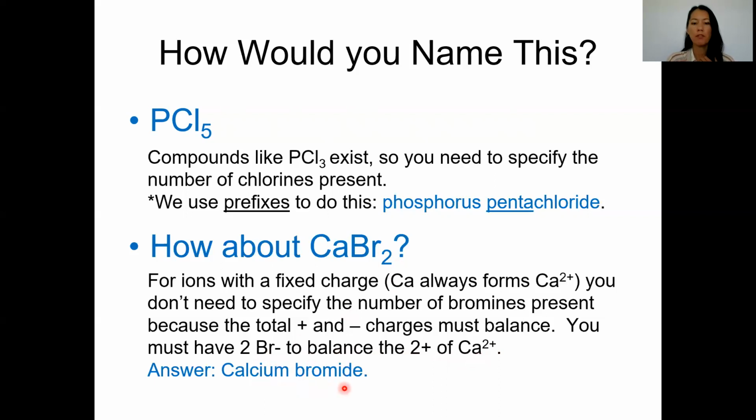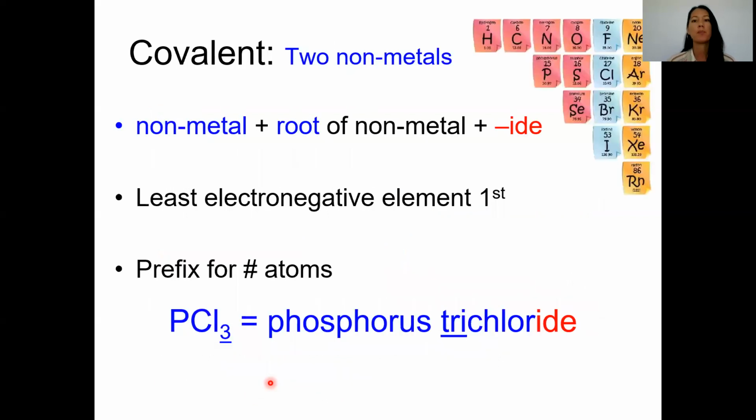The only time you need to specify some sort of number here is when you're unsure about the charge of the metal. That's only when you're dealing with transition metals. And in that case, you specify the actual charge, not the number of atoms. Let's practice a couple. Covalent compounds are when you have 2 nonmetals. You name it by the nonmetal plus the root of the other nonmetal, and end it with IDE. How do you know which one comes first? The least electronegative. The most electronegative element is fluorine. So anything to the left or below another element is less electronegative.